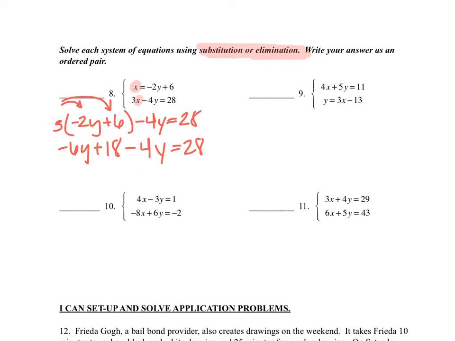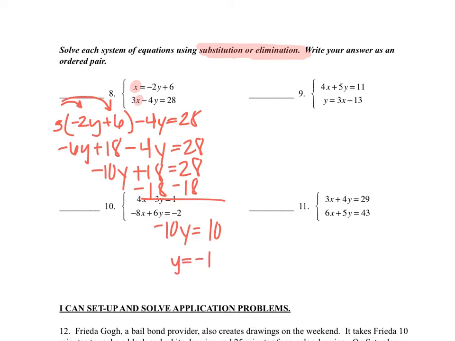-6y minus 4y, same sign, add them together, keep the sign. Bring down the rest of your equation. We're running out of room. Subtract 18 from both sides. So that gives me -10y equals 10. Divide both sides by -10 and then y equals -1. I just didn't write a step down.